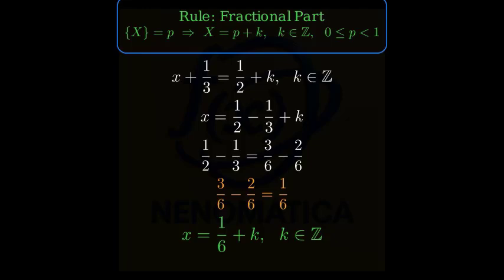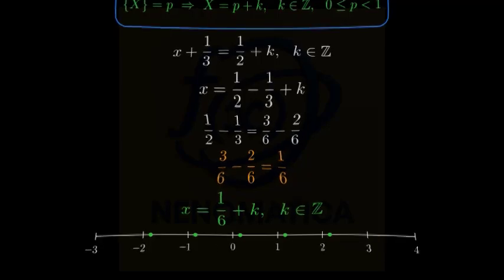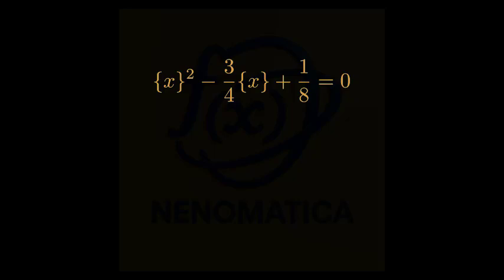For intuition, let us mark all solutions on a number line. They repeat every 1 unit, shifted by 1/6. We will plot a few values from -2 to 3. We will multiply both sides by 8 to clear the fractions.